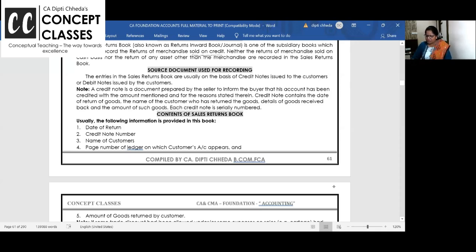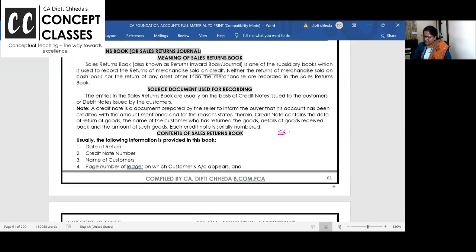Can you all do it on your own now in class? Same. What's the nature of sales? Party to sales, credit. So sales return to party. What do we do to the party? Credit. So which note will come? Credit note. Sales return book has to be made.